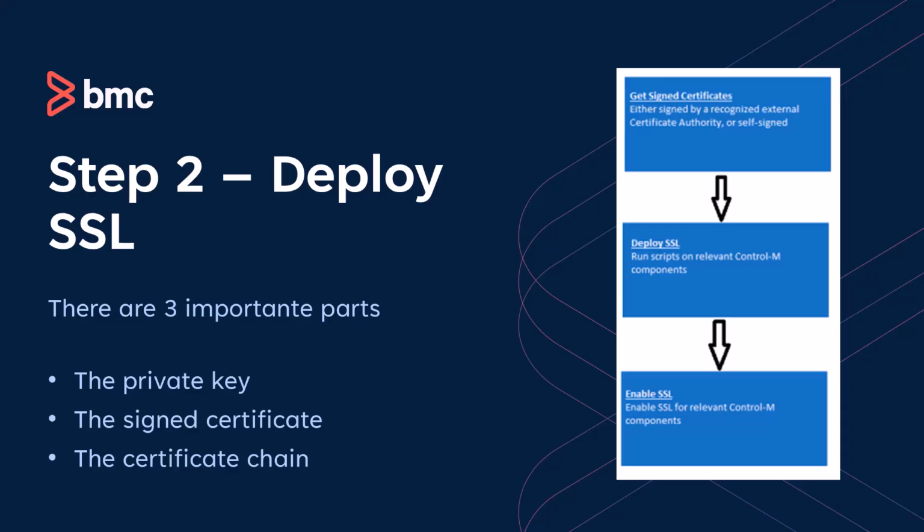The key store contains three important pieces: the private key, the signed certificate, and the certificate chain that proves authenticity back to the root CA. In practice, this step establishes the trust relationship so that when Control-M components talk to each other, they can verify and identify each other before data is exchanged.